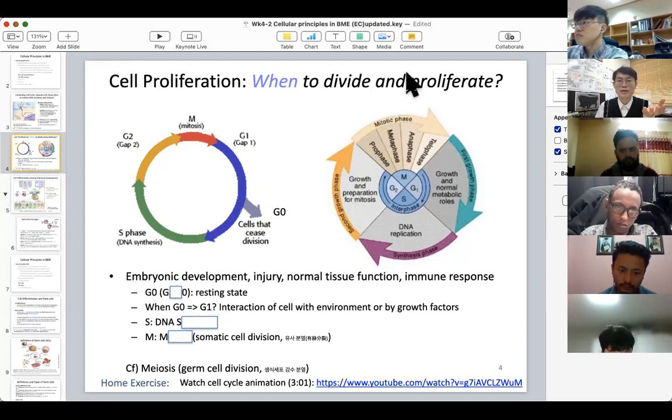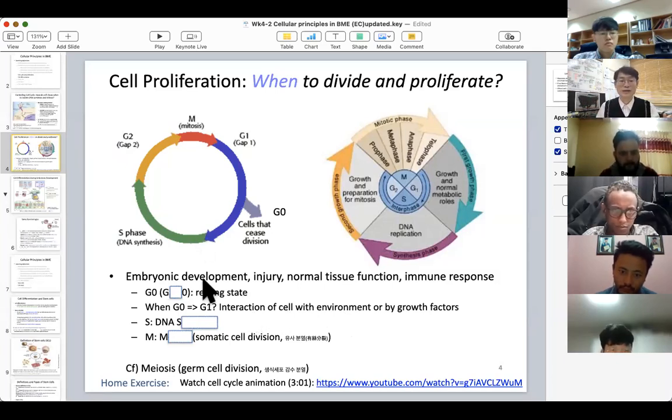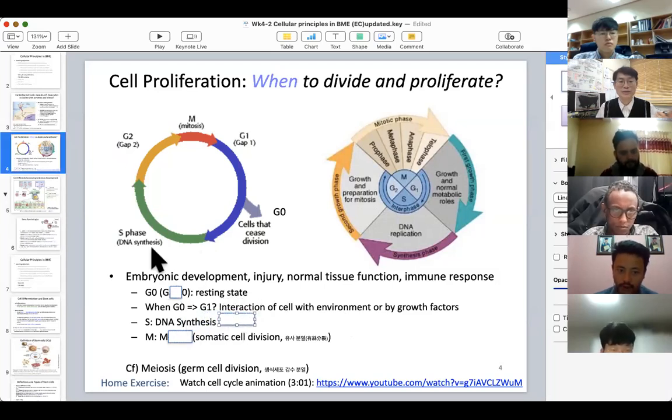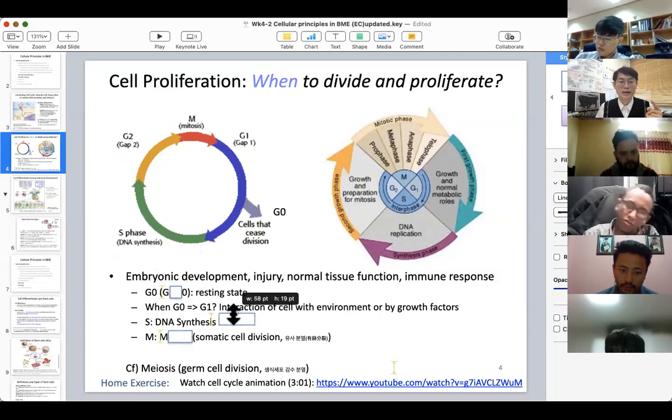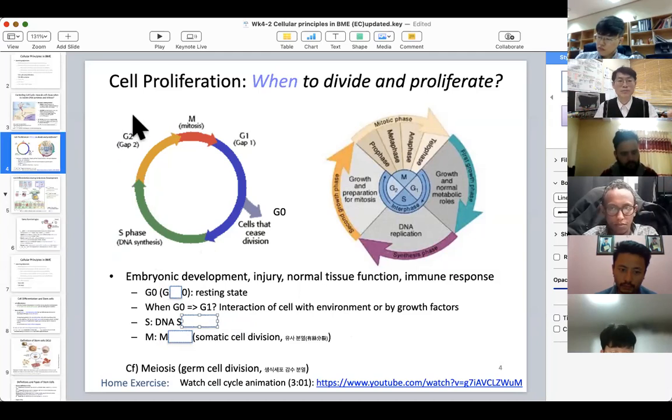But when there is signaling which asks the cell to divide, through the interaction of the cell with the environment, for example by growth factor, it starts to divide and enters the S phase. There they have to synthesize DNA. After this synthesis, not only DNA, but for a single cell to become double, you need to double the organelles and proteins. So you need to prepare for that.